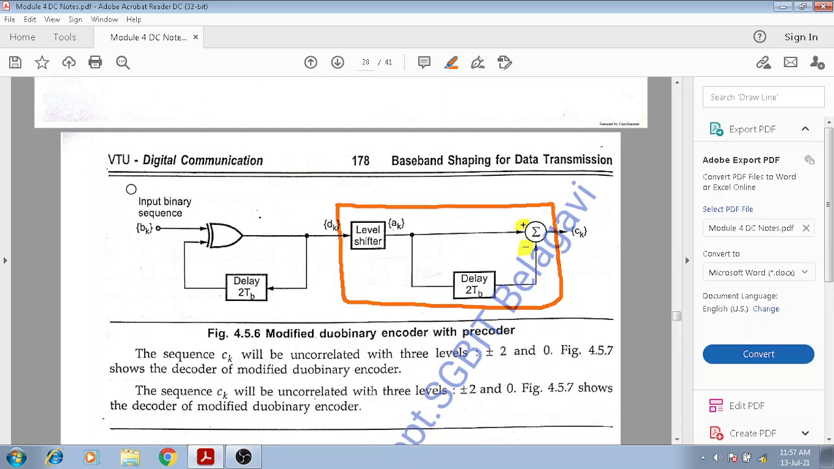and before that we have to perform the differential encoding using an XNOR gate. So whatever the actual data sequence BK is, it is given to the XNOR gate. The output of the XNOR gate is the differentially encoded or precoded sequence DK, which is equal to BK XNOR. One more difference you can observe here: in the simple DO binary encoder with precoder, we have used a single delay element, meaning there is only one bit separation.